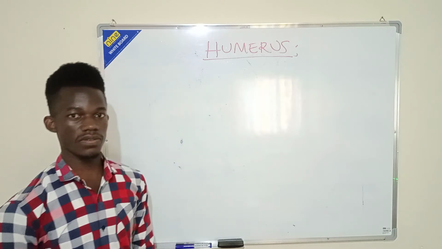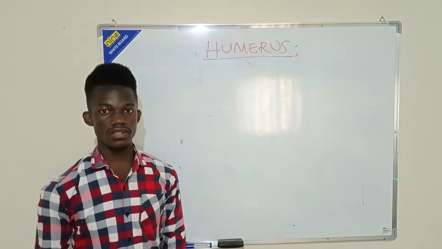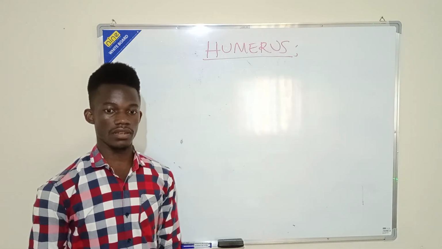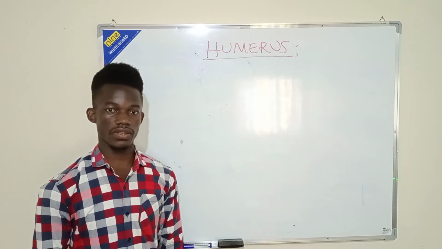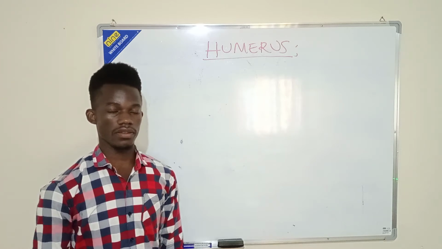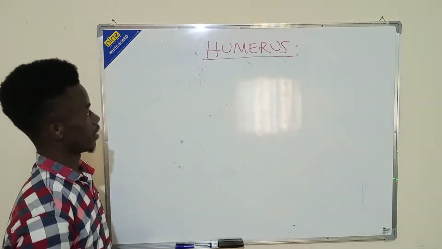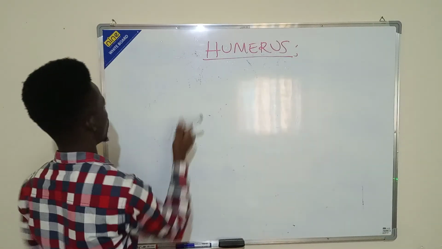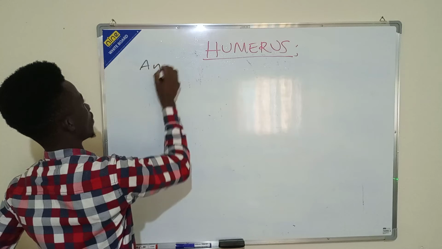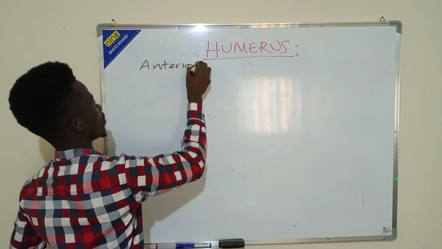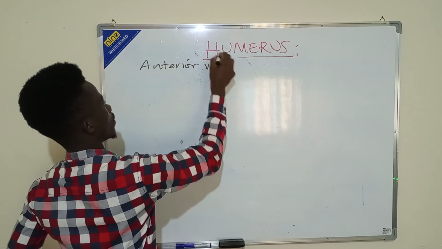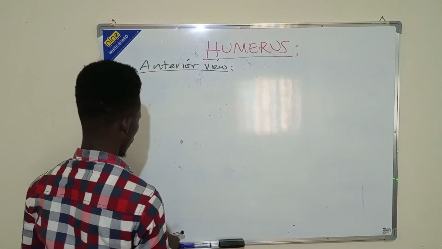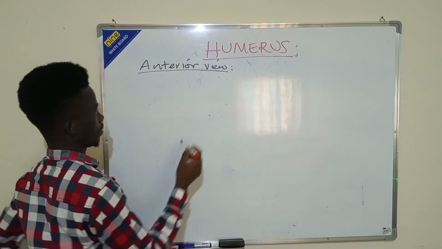So let's specifically look at features from the anterior view, viewing it from in front, and then features on the posterior view, when we are viewing it from the backward side. All right, let's begin with the anterior view, which we are going to draw. From the anterior view, what do we see?